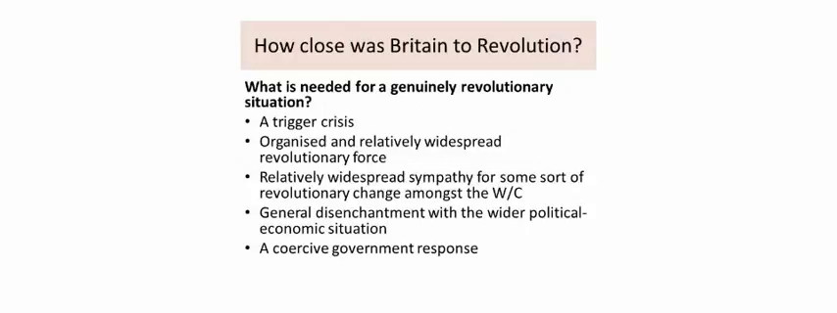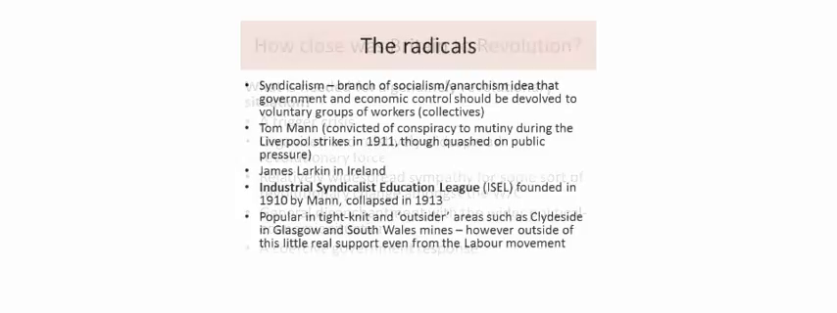Now what we will see is, when you look at this diagram, or this list, in reality very few of these are actually true. And so while you have strikes and while you have radicals, most of these things are not there. So how can it translate into a revolutionary situation? So let's talk about the radicals first.